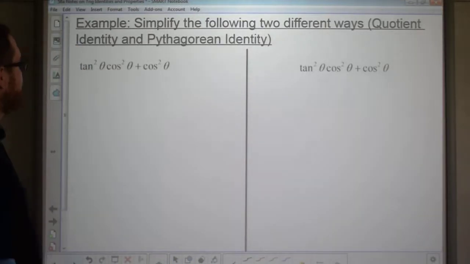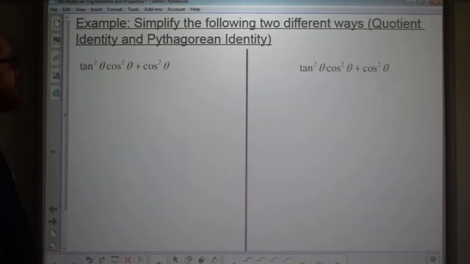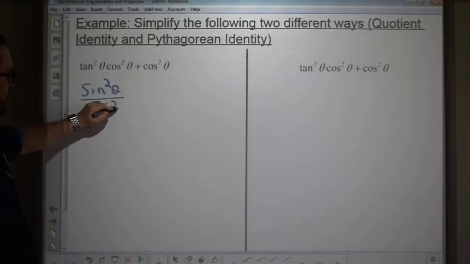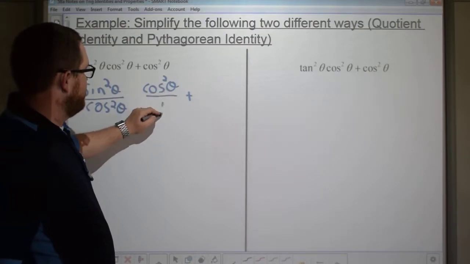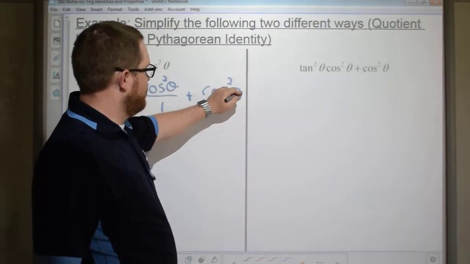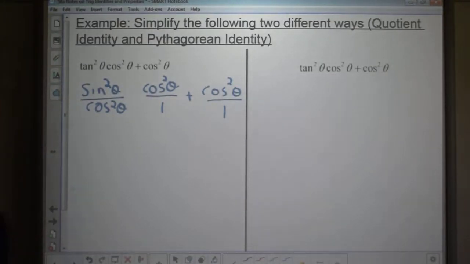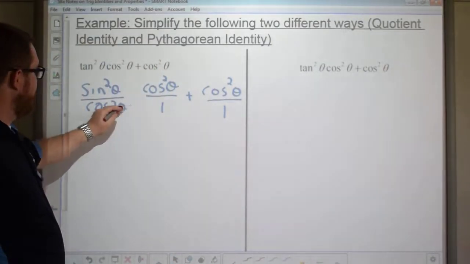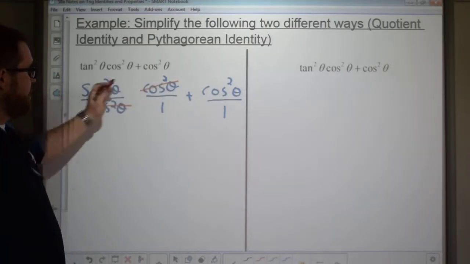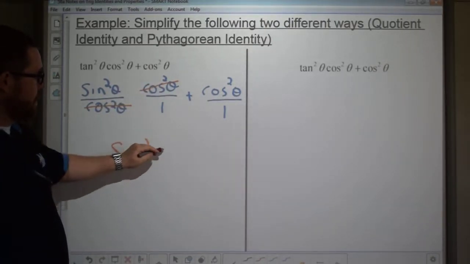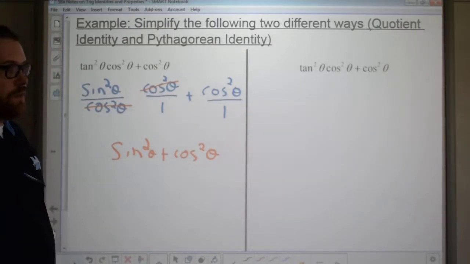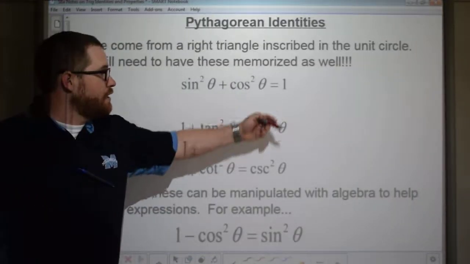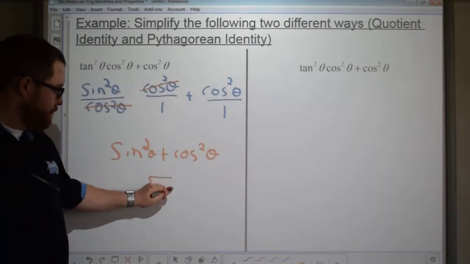On this side, I'm just going to change everything to sines and cosines. So tangent squared is the same thing as sine squared over cosine squared, times cosine squared, plus cosine squared. So help me do some cleanup. This cosine squared and this cosine squared will cancel. If I multiply straight across, I get sine squared of theta plus cosine squared of theta. What is sine squared plus cosine squared? Well, that's a property. The answer is just 1.